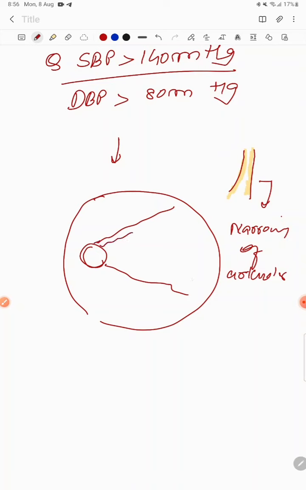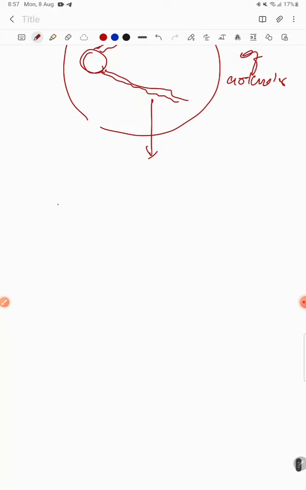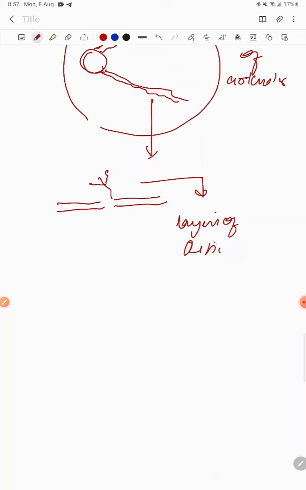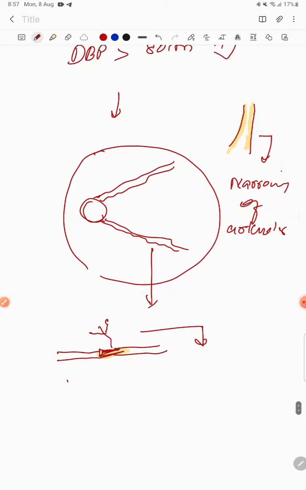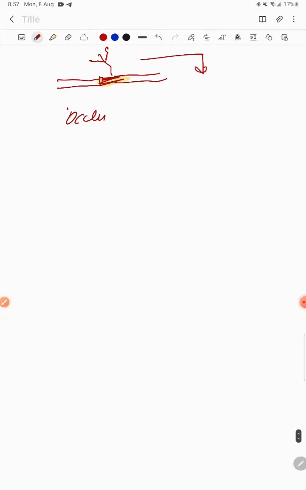Now another pathophysiology you have to understand: these narrowed arterioles go and supply where? They go and supply the layers of the retina. So what will be happening? If your lumen is blocked, completely occluded, and there is not enough blood flow, what is that condition called? That is called ischemia. Due to narrowing or occlusion of the arterioles, it will lead to ischemia.